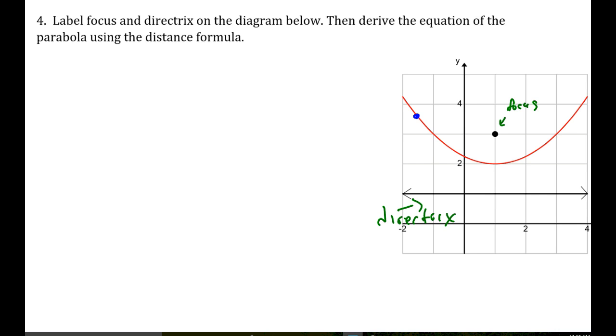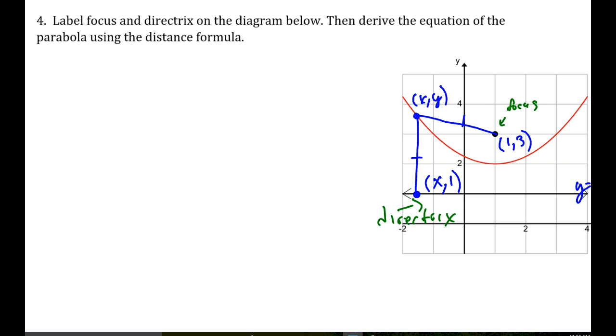So to derive the equation, I'm going to pick any point on the parabola. It can be anywhere, but I know that distance is congruent to that vertical distance there. Well, that is the point 1, 3. The focus is at 1, 3. And that's the point x, y. I don't know what the coordinates of that point are. And the coordinates of that point are same x value, y equals 1, because the directrix is y equals 1.